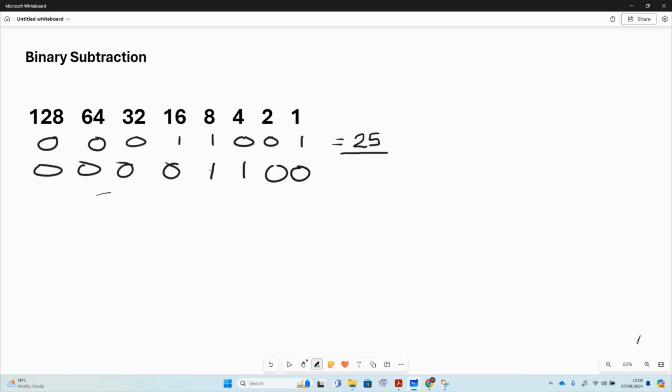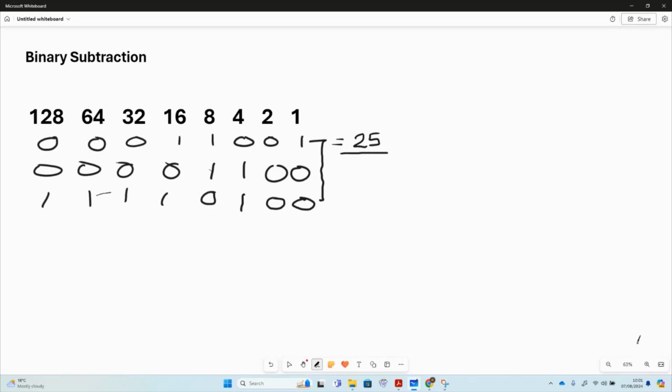So we're going to convert this number, which is positive 12, into negative 12. To do that, we're going to copy down numbers until we get to the first one, including that one, and then we're going to switch all of the other ones around like that. So then we need to add this number to this number.